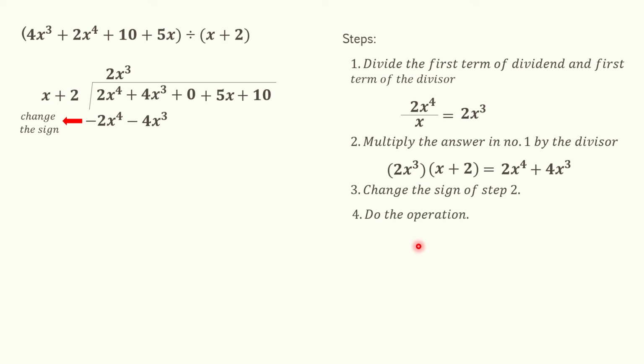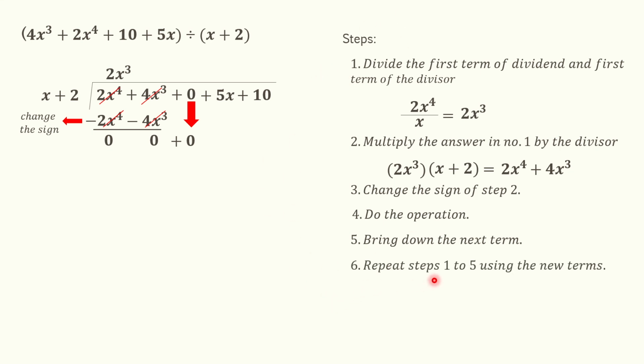Let's go to step number 4. We have to do the operation. We have to add this one. Okay? So, in this case, magkapareho. So, this is 0. And this is also 0. Okay. So, since 0 na yan lahat, next step tayo, we have to bring down the next term. So, the next term is, again, 0 pa rin yung next term. So, walang problema yan. We will just continue doing these steps. Okay? So, repeat the steps 1 to 5 using the new terms. So, new term natin is 0 plus 0, this one.